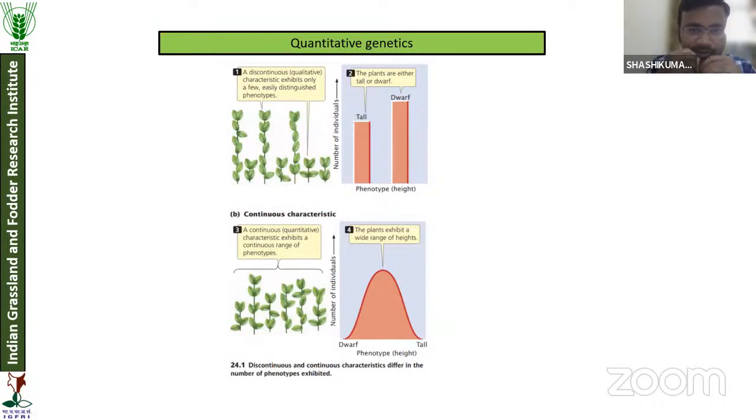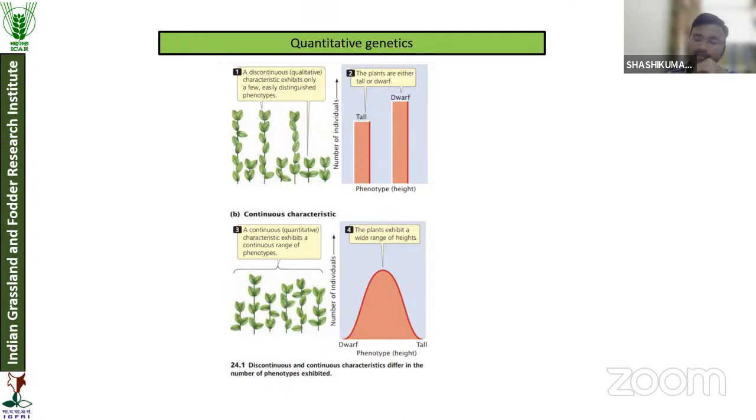Now let us come to what is quantitative genetics. Quantitative genetics deals with the traits which are quantitatively inherited, meaning the traits which are controlled by many genes. Initially, when Mendel discovered the principles of inheritance, he only took discontinuous or qualitative traits, which can be easily distinguished. Even Mendel deliberately avoided other traits which are continuously inherited, because he could not apply statistical principles to prove the theory of inheritance. When people came to notice that most characters are continuously inherited, they were confused.